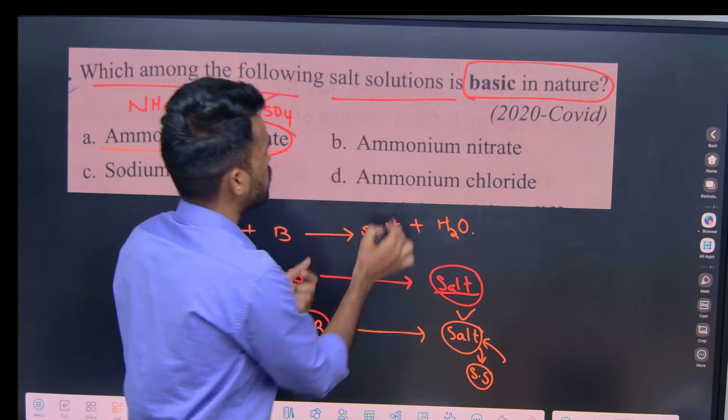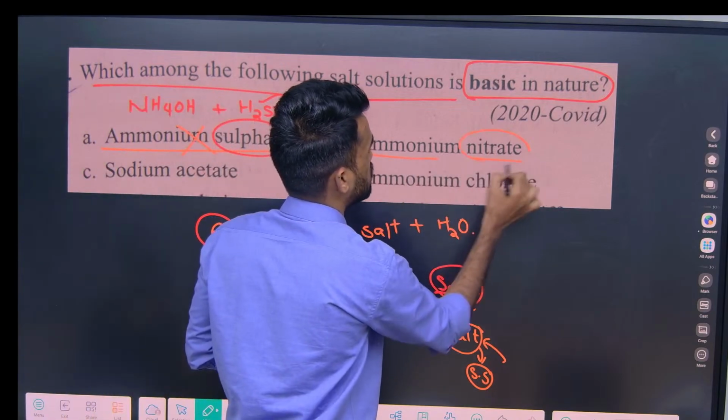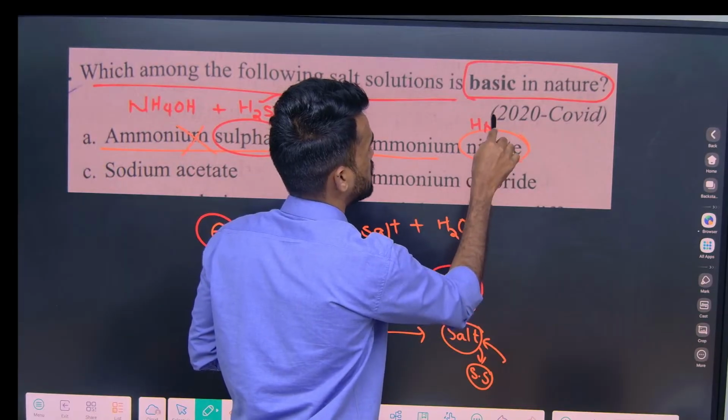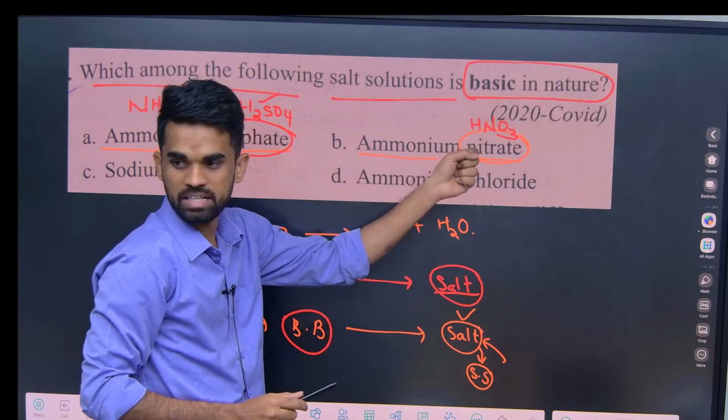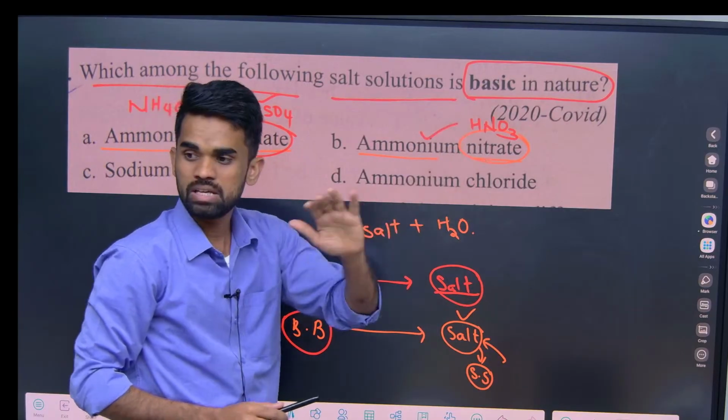Yes. Now this one you tell me, ammonium nitrate. Again, nitrate should be coming from nitric acid, the nitrate ion. So it is also a strong acid. Okay, so this solution will be acidic.